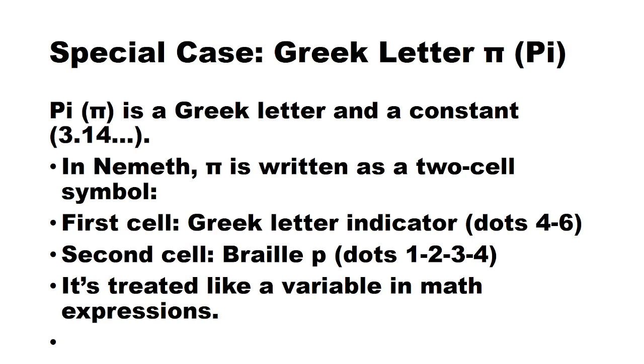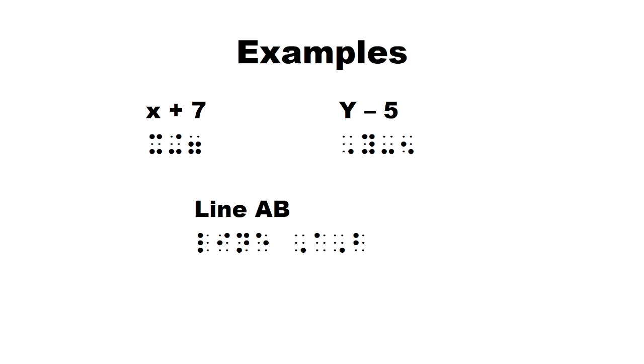So although pi is a constant, in math the symbol for pi is treated like a variable in a math expression. So we make use of the rules pertaining to math variables when we deal with pi. This is a special case. Now let's jump to some examples for us to concretely use the rules that we just learned.